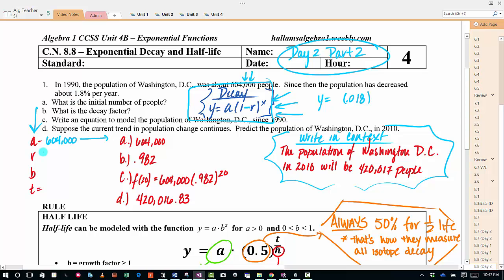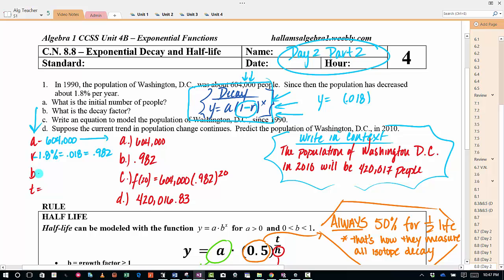The rate that we're decaying at technically is 1.8%, but if we want to make it a decay factor, we first need to change that to a decimal, 0.018. But remember, we're decaying at 1.8% less than 100%, so we need to subtract that from 1. In this case, it's going to be 0.982. So that's going to be our decay factor. We're not growing at 100%. We're growing just a little less, and a little less, and a little less. And that's why it's a decay.